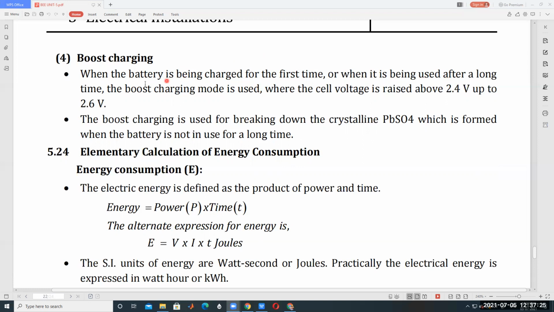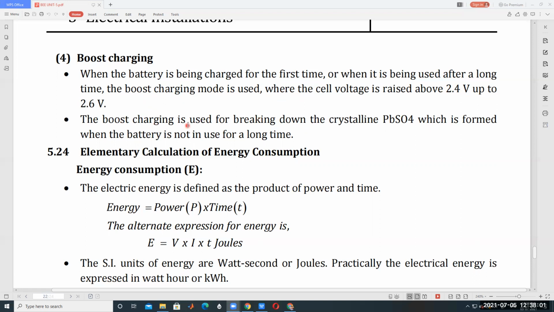This type of boost charging mode is used when the battery is being charged for the first time, and also when it has been used for a long time. For these two cases, we have to set the boost charging mode, where the cell voltage is raised above 2.4 to 2.6 volts.